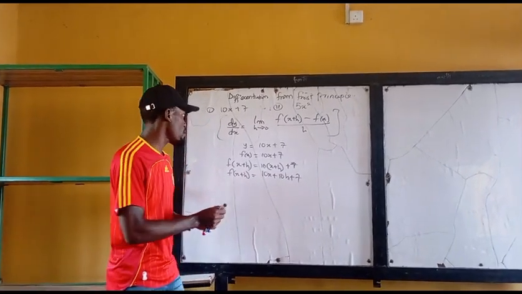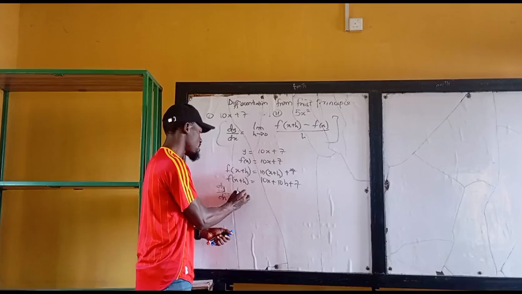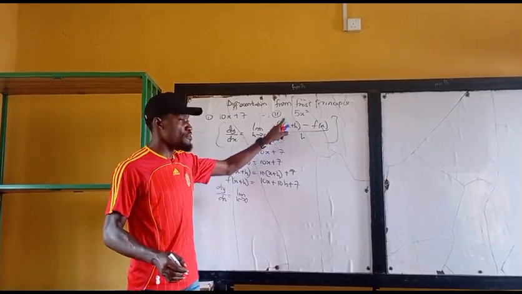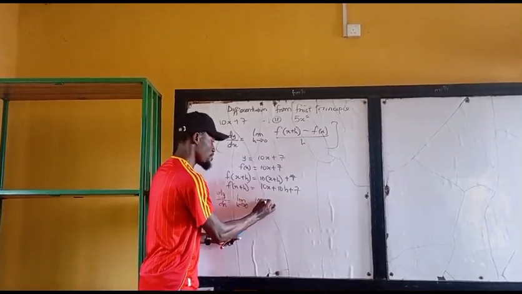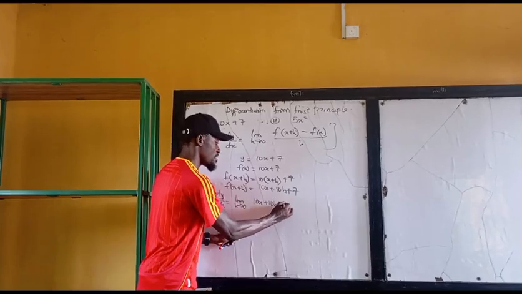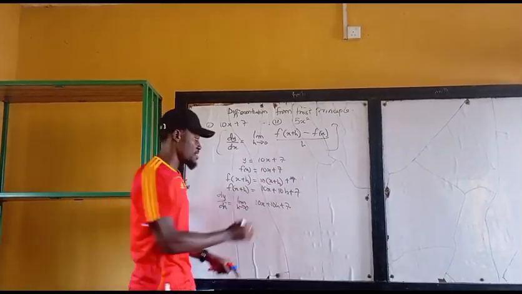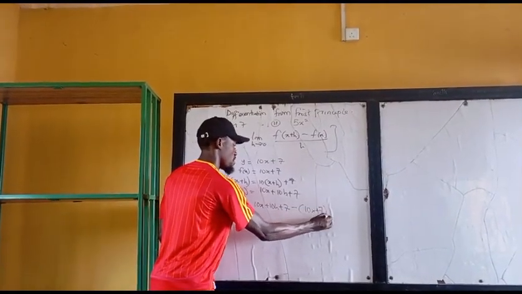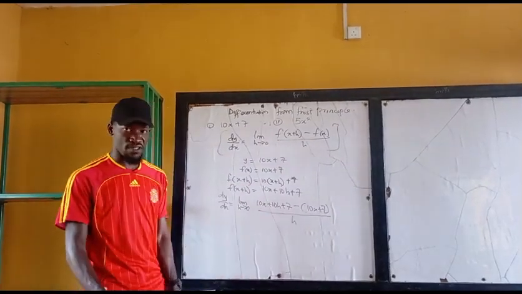Now from the formula, dy over dx equals to limit of h tending to 0. Now what we have f of x plus h, which is this 10x plus 10h plus 7, then minus f of x. F of x is what? 10x plus 7. Minus, open your bracket, put your 10x plus 7, then all over h. So we can proceed from here.